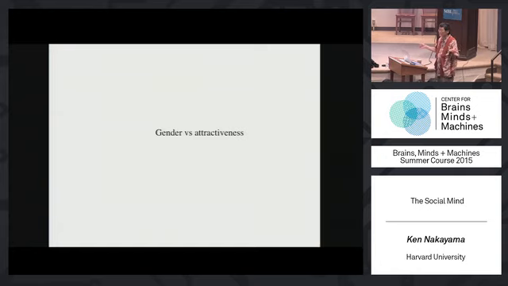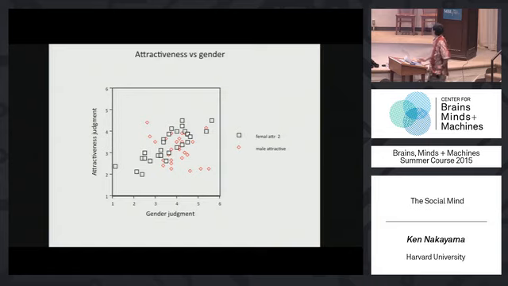Gender versus attractiveness. You give a bunch of pictures to people and you say, which looks more feminine, more masculine? You do that with girls, and then you do it with boys. Those are very reliable ratings also. It's hard to see, but female attractiveness correlates very well with the gender judgment. Male attractiveness doesn't. Actually, male attractiveness is quite robust. People can agree on male attractiveness, but it's not the gender axis.